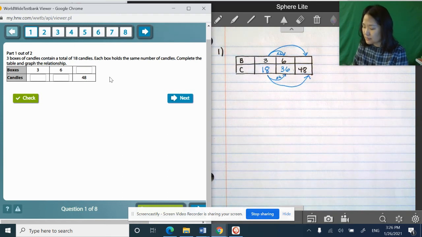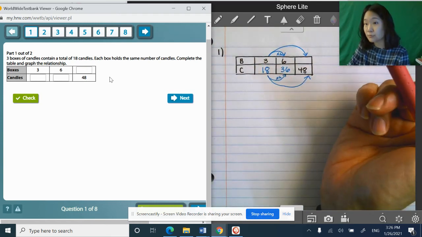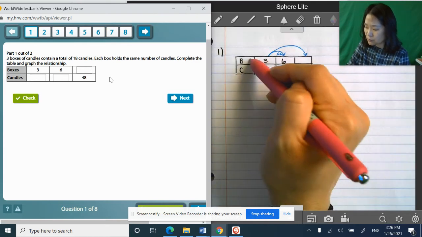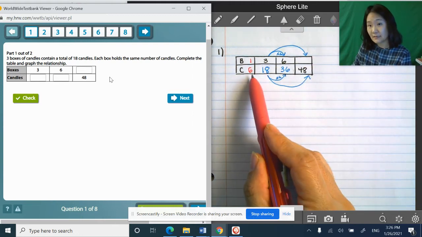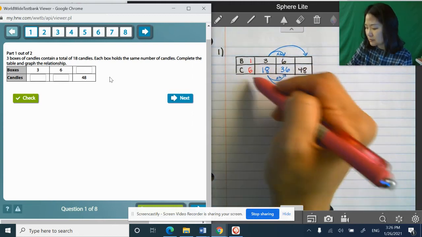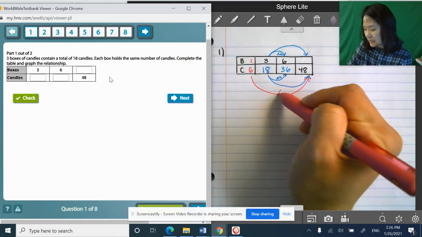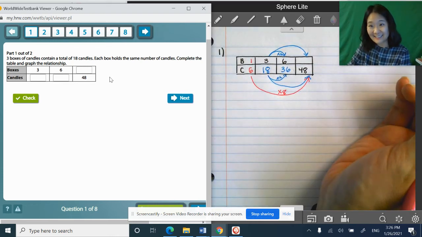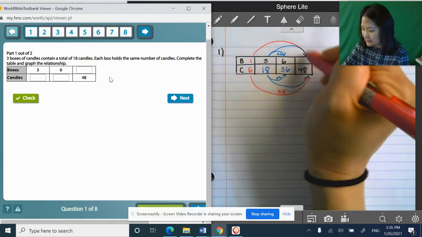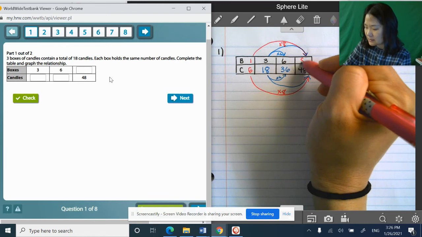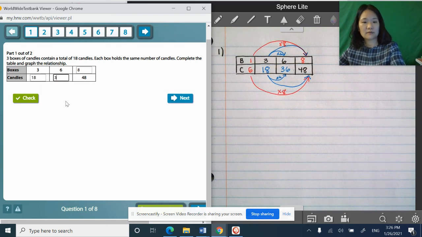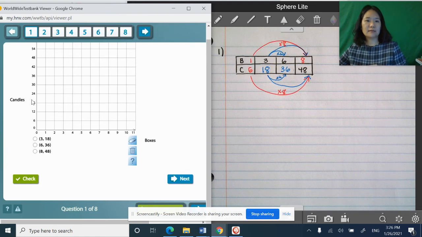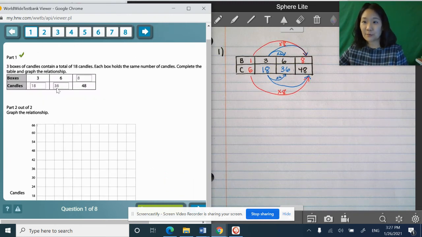So I know that 3 and 18, you can divide both of them by 3. So 3 divided by 3 is 1. 18 divided by 3 is 6. And what I'm going to do is work with that. So instead of going from here to here, I'm going to go this way. And I know that 6 times 8 is 48. So then I can do 1 times 8, which gives me 8 here. So I am going to put in those numbers, 18, 36, and yeah. So that means it was correct.